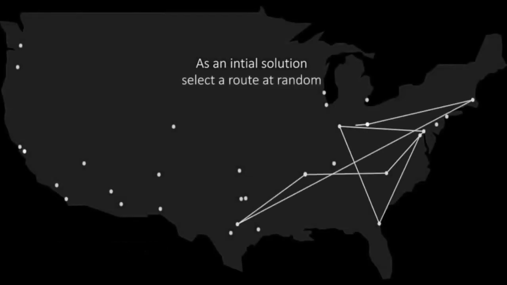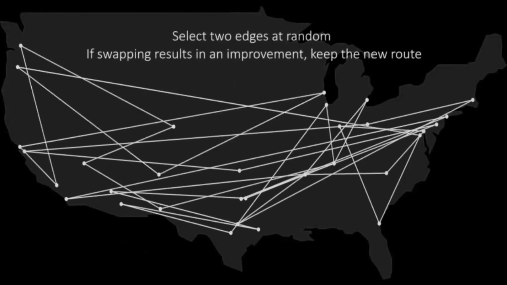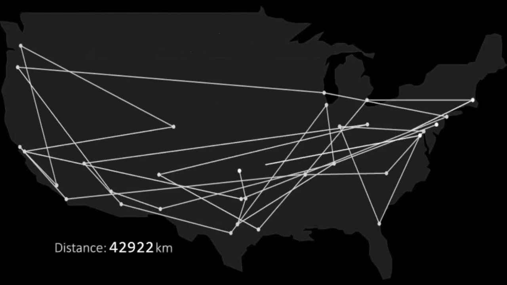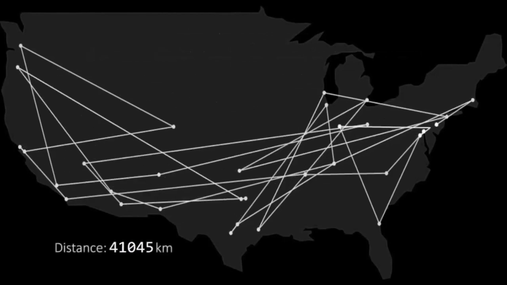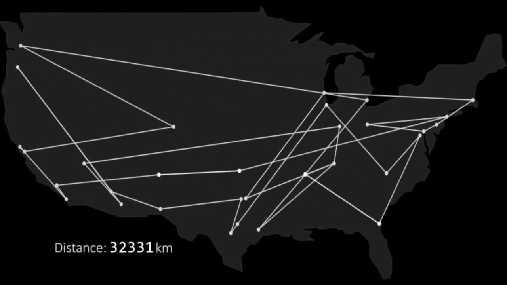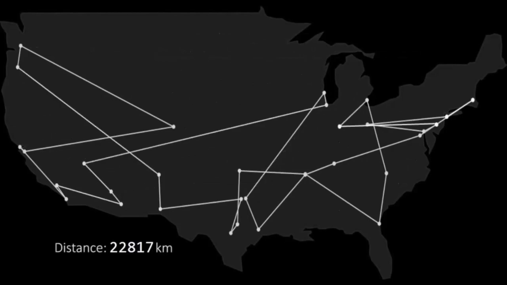So starting off with some randomization, and then swapping results randomly. If we get better results, then we're going to continue. As you can see at the counter down in the bottom left corner, every time a new improvement is found by randomly swapping, you lower the distance.